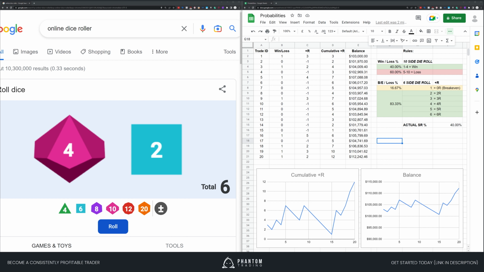Either heads or tails. With this, the reason I've added a couple of dice here is so that we can change our strike rate a little bit, right? So I'm using a 10-sided die and a standard 6-sided die to actually determine the amount of R that we're pulling out of a trade.